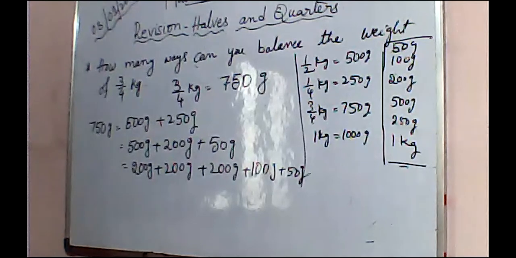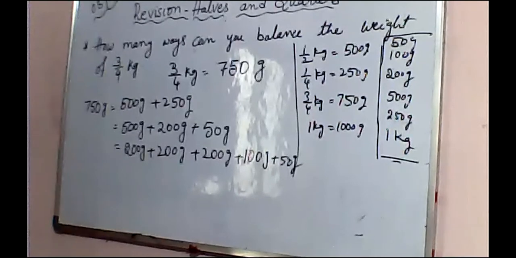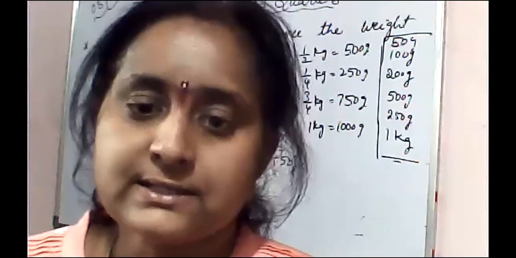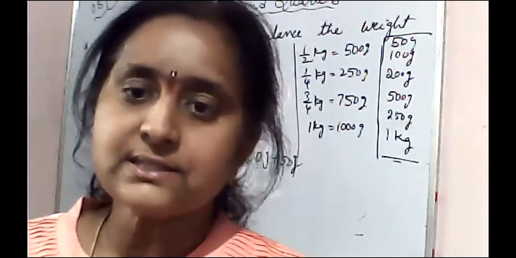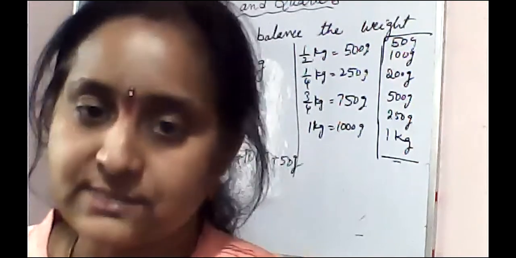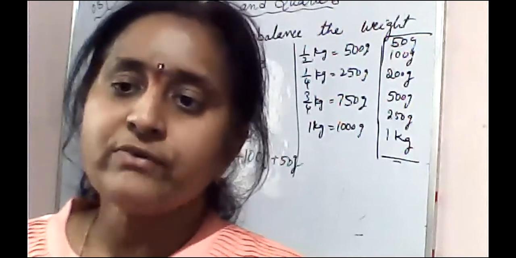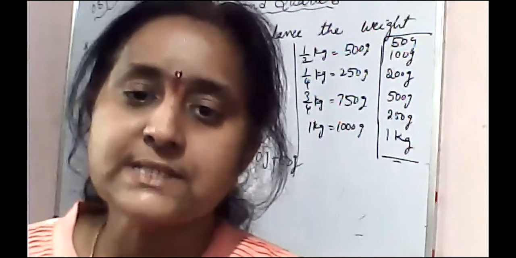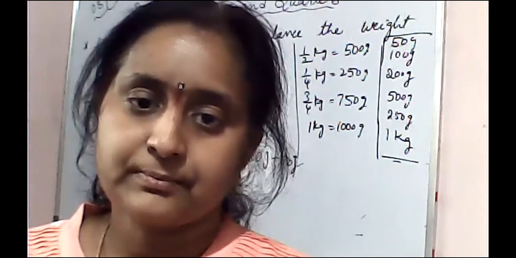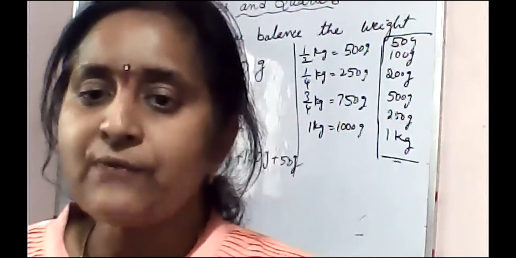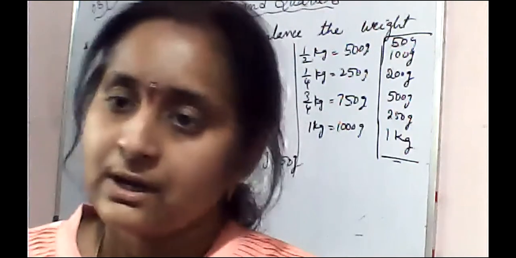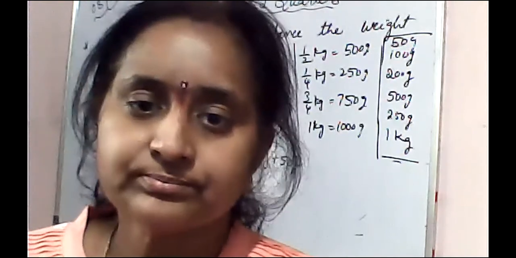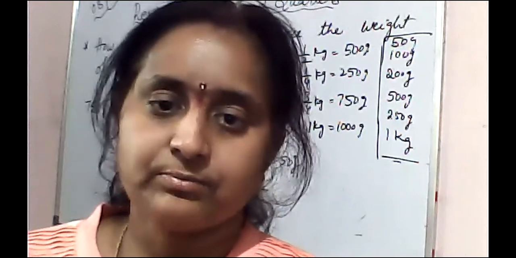Is it clear, children? Any doubt in this? No, ma'am. This is what we learned in the halves and quarters chapter. So by this, we can complete the halves and quarters revision. Now we will start the next chapter, tables and shares. Any doubt in halves and quarters? No, ma'am.